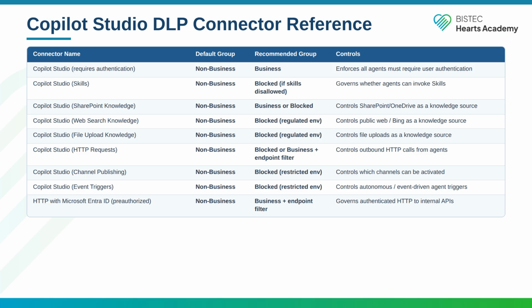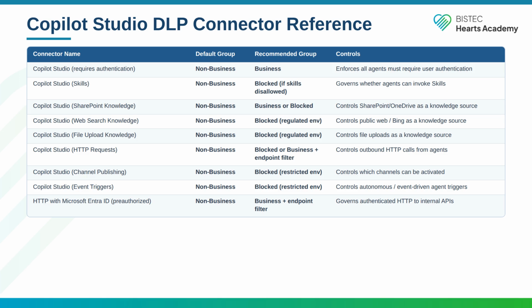The File Upload Knowledge Connector controls uploaded files as a knowledge source. Block it in regulated environments where content governance requires all knowledge to come from approved repositories rather than ad hoc uploads. The HTTP Requests Connector controls outbound HTTP calls from agents to any endpoint.